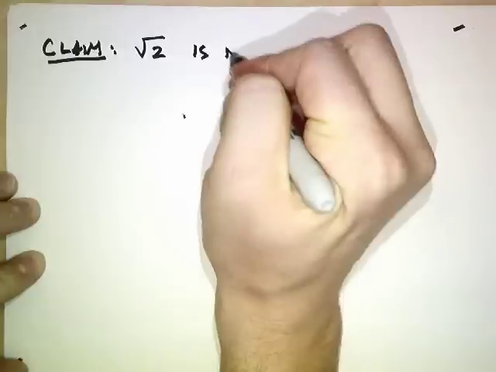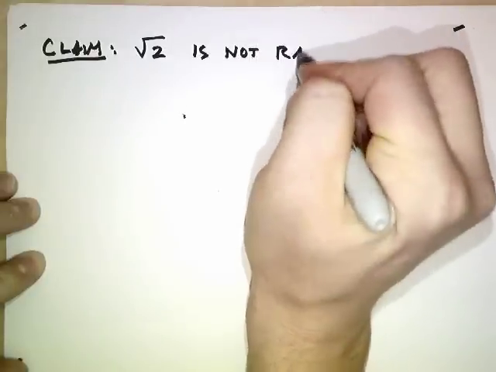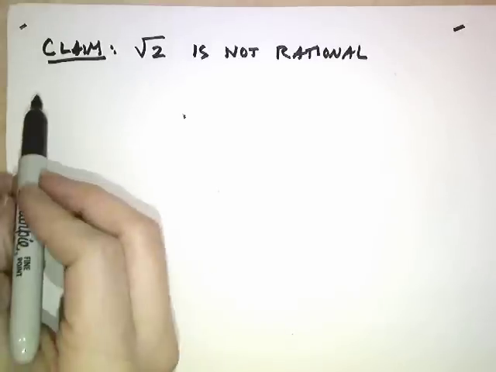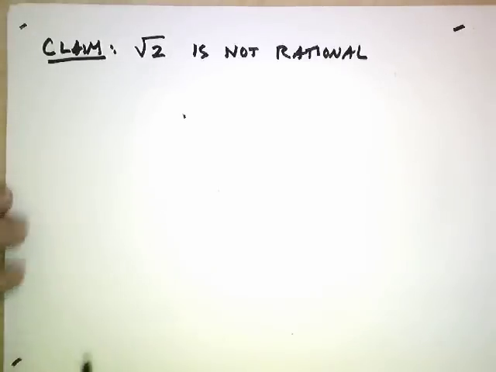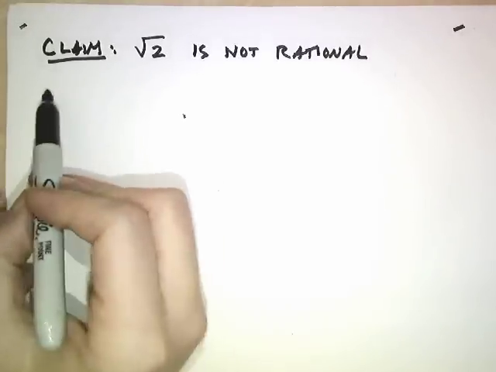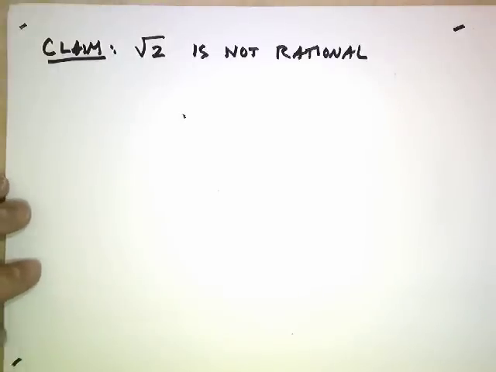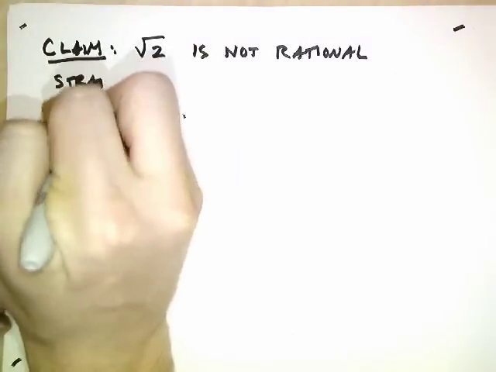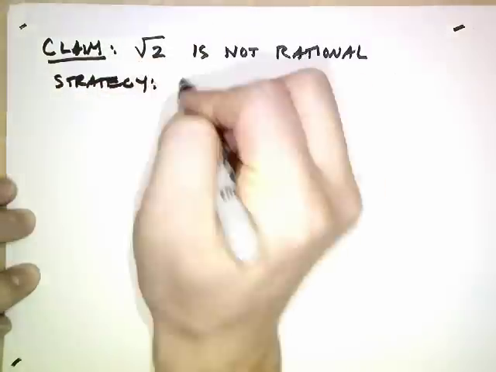Now you may be wondering, what's a good example of a number that's not rational? And the claim, what we're going to prove right now, is that the square root of 2 is not rational. And we're going to prove it, so that means I'm going to follow a sequence of simple steps where each step is easy to follow, and at the end you'll be convinced that square root of 2 is not rational. Our strategy is going to be a proof by contradiction.